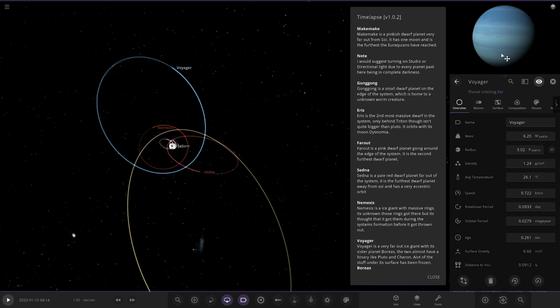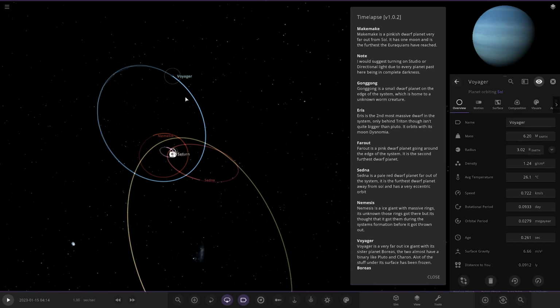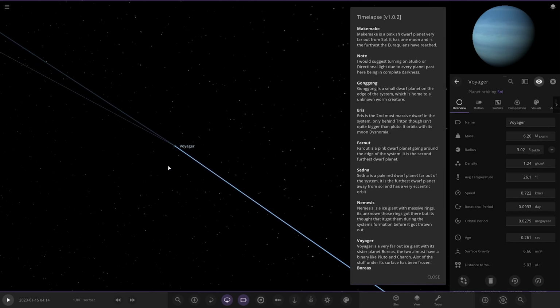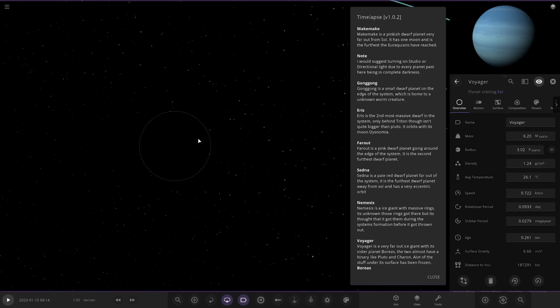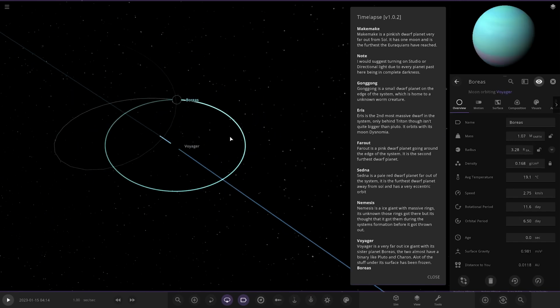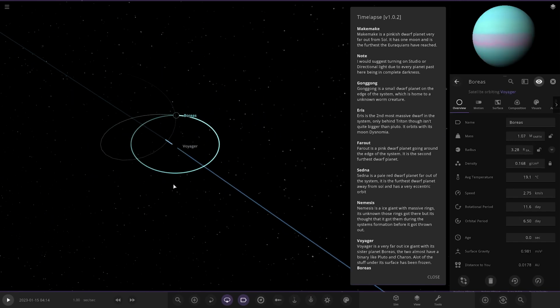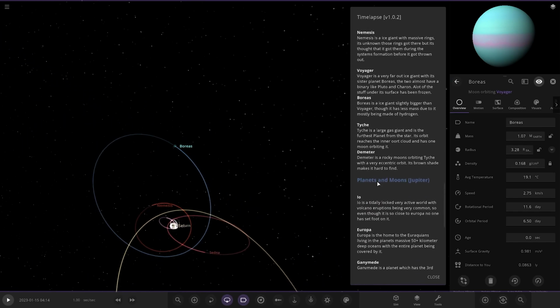That is interesting. So a far out ice giant with its sister planet Boreas. Oh, it has a sister planet, hey. It's unknown how it got there, it must have been thrown out. So effectively this system has an extra gas giant, or two gas giants, they're both together actually. So Boreas is obviously the moon with it. Slightly bigger than Voyager, although it has less mass.